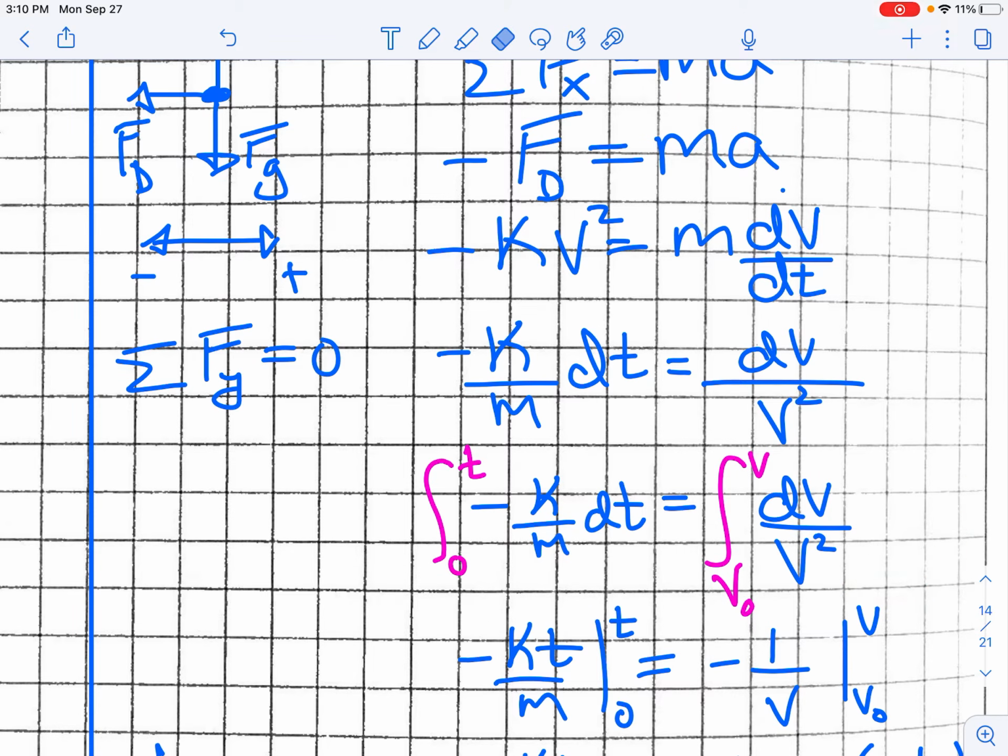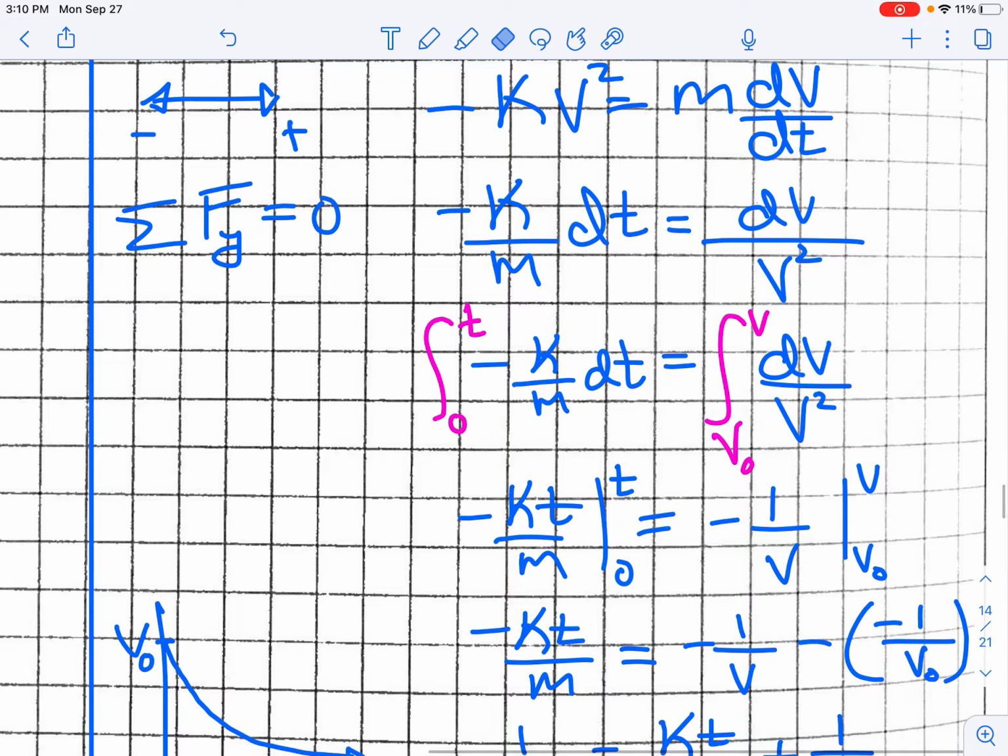So we integrate both sides of this. The left side should be easy because the integral of dt is just t. Then we'll evaluate this from t to 0. So you'd plug in t, and then you'd plug in 0, and you'd subtract the lower limit from the upper limit. That's just going to give you negative kt over m.